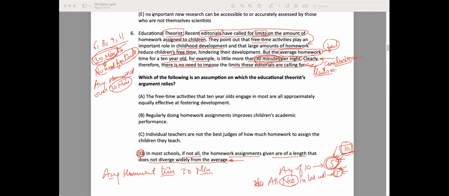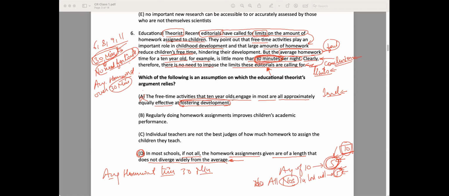Okay, now let's see other options. The free time activities that 10-year-olds engage in are all approximately equally effective. See, the reason for making the conclusion that there is no need for limits is based on the average amount of homework, the average time required for homework. It's not about whether it fosters development or not. Shweta, makes sense now why A is irrelevant? Yes, okay, it has to hit the reasoning. On what basis are we making the conclusion? It has to hit that basis.